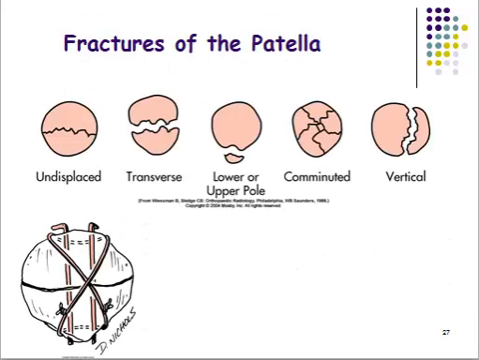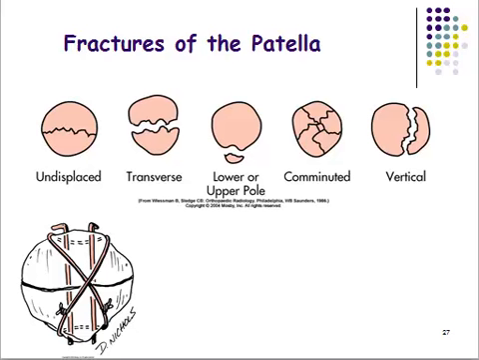Now let's look at some common fractures of the lower extremity, and we'll start with patellar fractures. And you can see in your slide a variation of different descriptions. We have an undisplaced, so just a crack in it, a transverse, lower or upper pole, comminuted, and vertical. Patellar fractures can occur from direct trauma, but also from indirect trauma with a violent quads contraction, and I've experienced this myself. If it's non-displaced, it is casted in extension.